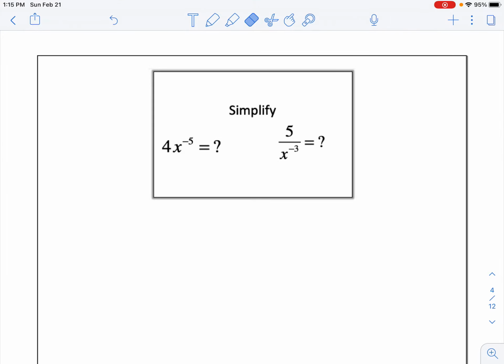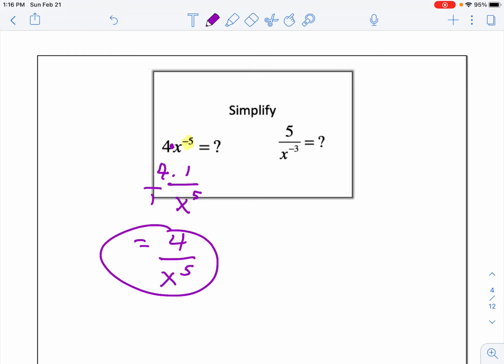All right, now we're simplifying. So again, what we have is 4 times x to the negative 5. Remember, numbers and letters next to each other means multiplication. So the only thing being raised to that negative 5 power right here is the x. So the 4 is being multiplied with x to the negative 5, which is 1 over x to the positive 5. So now if I multiply these fractions together, that gives me the answer of 4 over x to the 5th. Again, negative exponents go to the opposite side of the fraction and become positive.